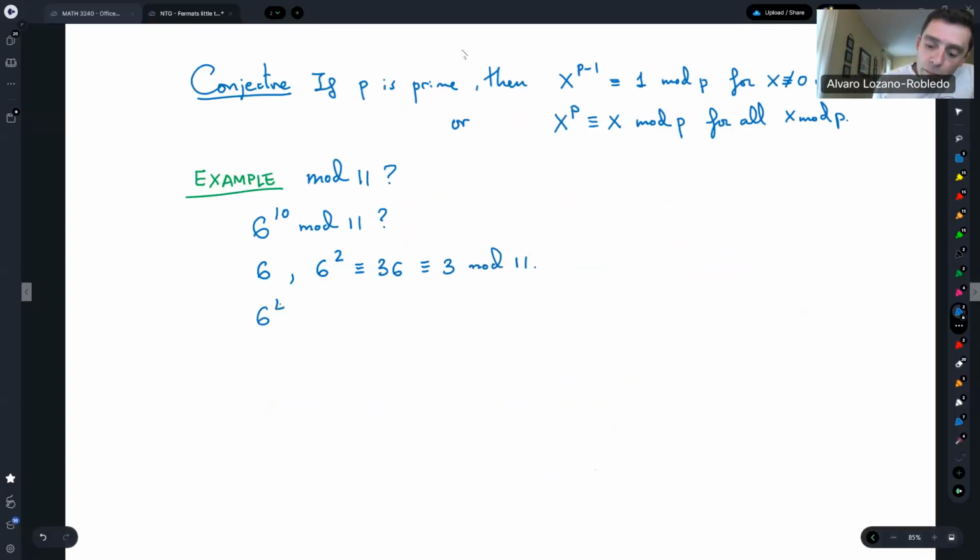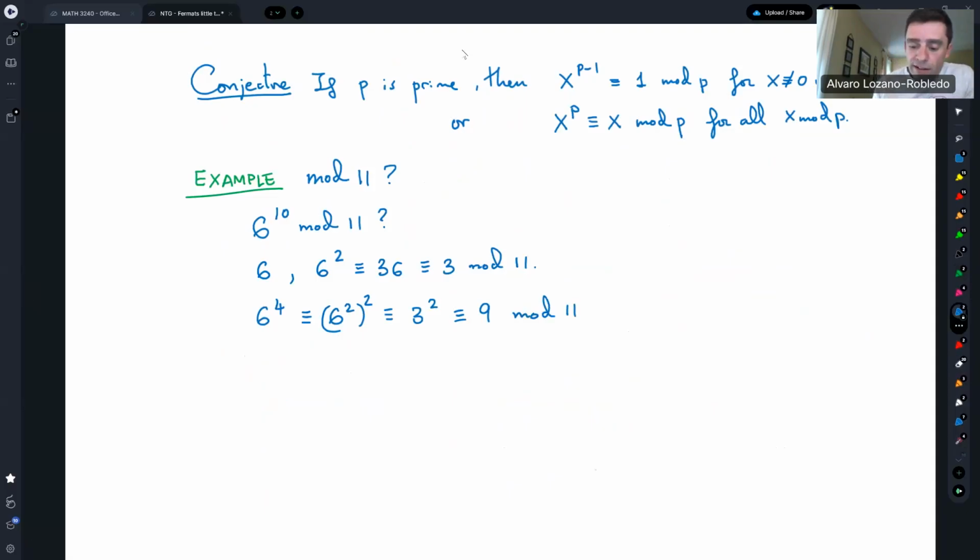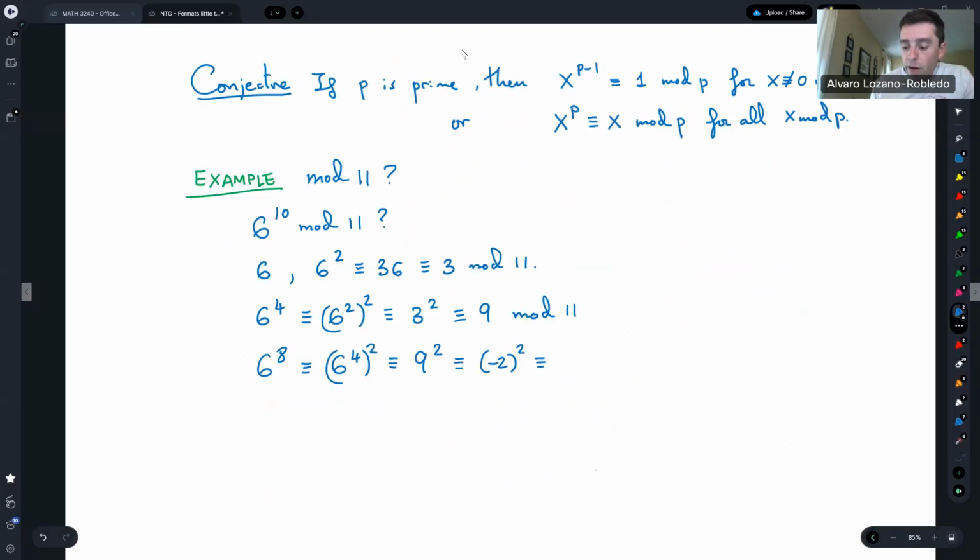So I'm going to do 6 to the 4, because I know 6 squared. 6 to the 4 is 6 squared squared. This will be 3 squared, which will be 9 modulo 11. Okay. 9 is minus 2, so I'm going to use that in the next round. 6 to the 8, that would be 6 to the 4 squared. The 6 to the 4 is 9, and 9 is minus 2, and minus 2 squared is 4. So this is 4 modulo 11.